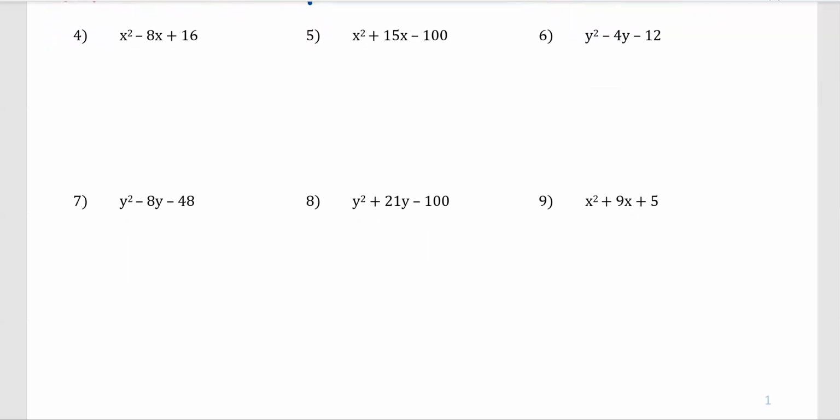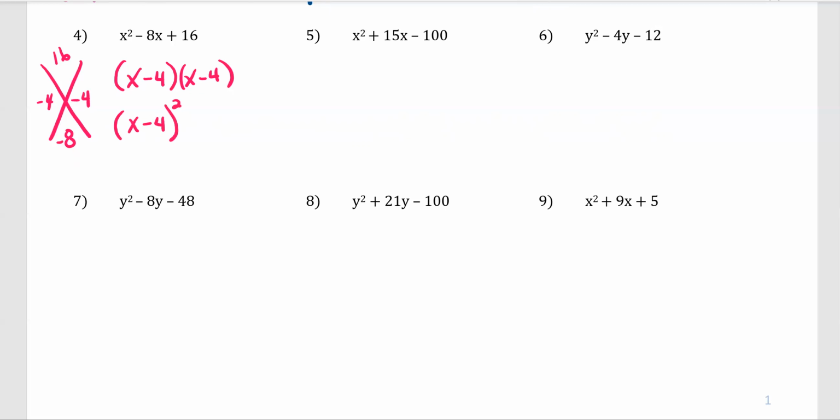Number 4, we need the factors of 16 that add to negative 8. Negative 4 times negative 4 is positive 16, and negative 4 plus negative 4 is negative 8. So our factors are x minus 4 times x minus 4, or you can write it as x minus 4, the whole quantity squared.